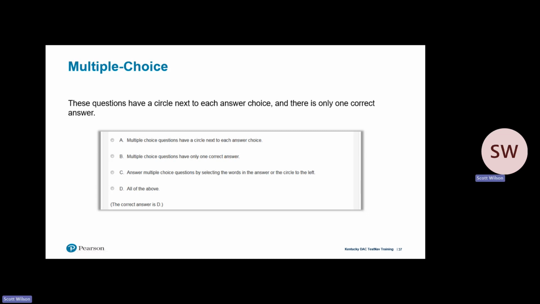Now we'll look at some of the specific examples of questions. Multiple choice. The multiple choice questions will have a circle next to each answer, and there is only one correct answer.